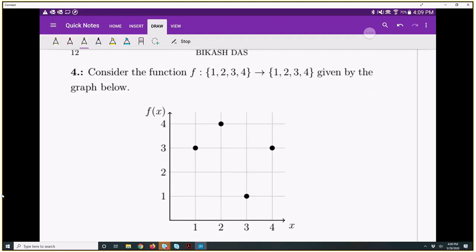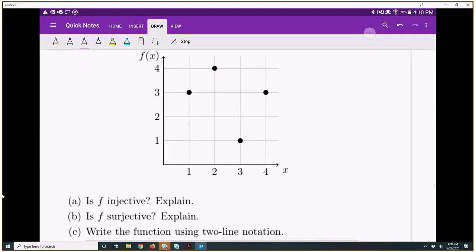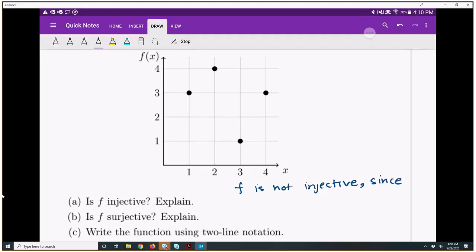Here's another representation of a function. Now I'm going to notice that my domain is {1, 2, 3, 4} and my codomain is {1, 2, 3, 4}, and I just have the graph. So, same question, is f injective? And f is not injective, because I have two distinct elements in the domain, which are 1 and 4, and they're both going to the same element in the codomain, which is 3.